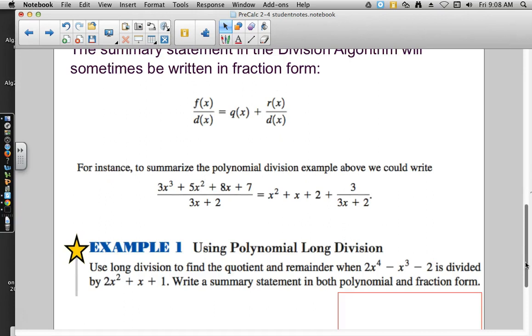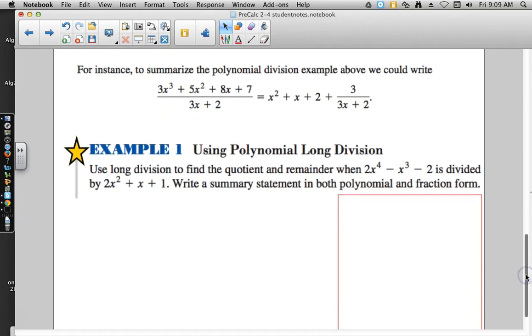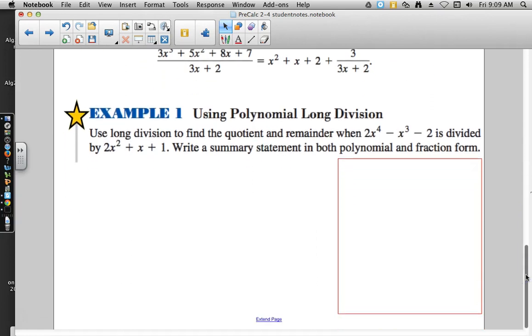We did this division: 3x cubed plus 5x squared plus 8x plus 7 divided by 3x plus 2. And our answer was x squared plus x plus 2 plus 3 over 3x plus 2. So that's the summary statement. And example 1 says, let's use some polynomial long division and find the quotient and the remainder, but we're going to write it both ways. We're going to write a summary statement in the polynomial and in the fraction form.